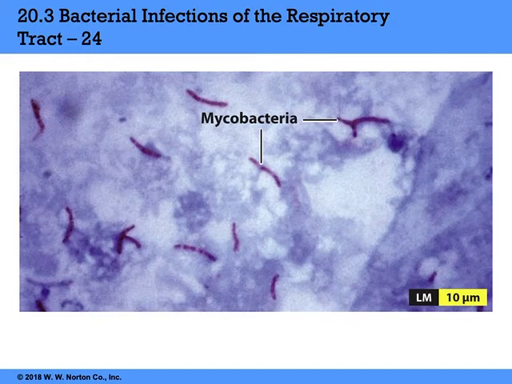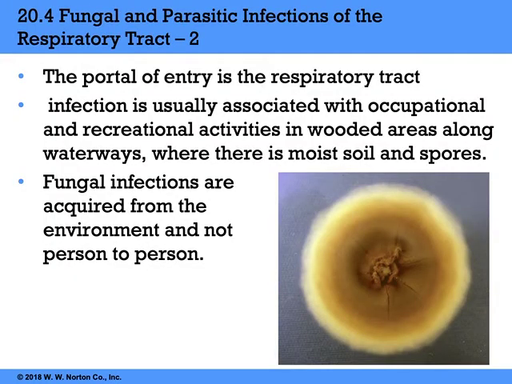Mycobacteria can resist decoloration when they're washed in acidified ethanol, and under the microscope, they appear as red bacilli in the tissue. This is Ziehl-Neelsen staining, and is also referred to as acid fast, okay? And this is the agent of tuberculosis, right? Mycobacterium tuberculosis, okay?